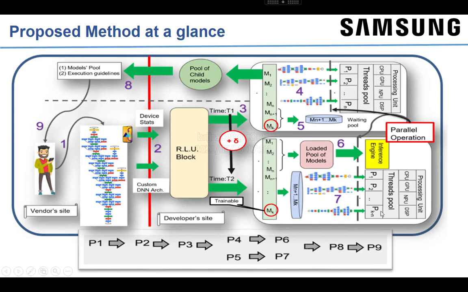Next, at process P8, the device model and this loading scheme are bundled up and given to the vendor at process P9. So you can see that a few of the processes are executing in parallel, and a few of the processes are executing sequentially.